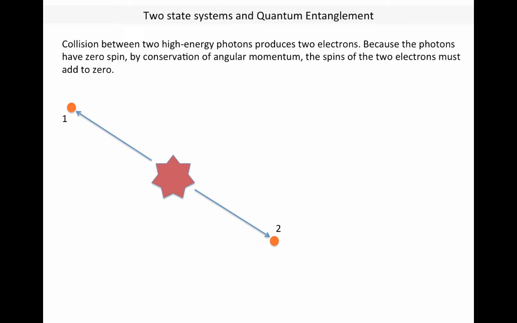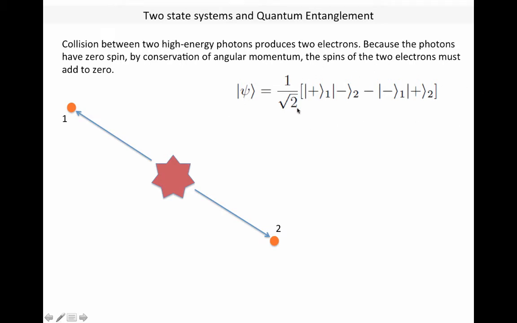Because the photons have zero spin, then by conservation of angular momentum, the spins of the two electrons must also add up to zero. So if one has spin up, the other has spin down. If one has spin down, the other has spin up. And we describe the state of the two electrons with a wave function that looks like this.